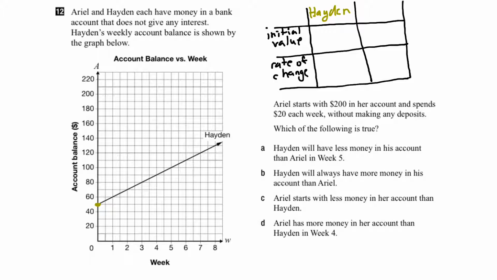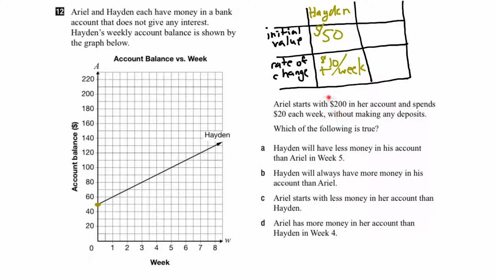So for Hayden's balance, initial value of $50, and then the rate of change is $10 per week. And that's a positive $10 per week. Now let's look at what Ariel has.